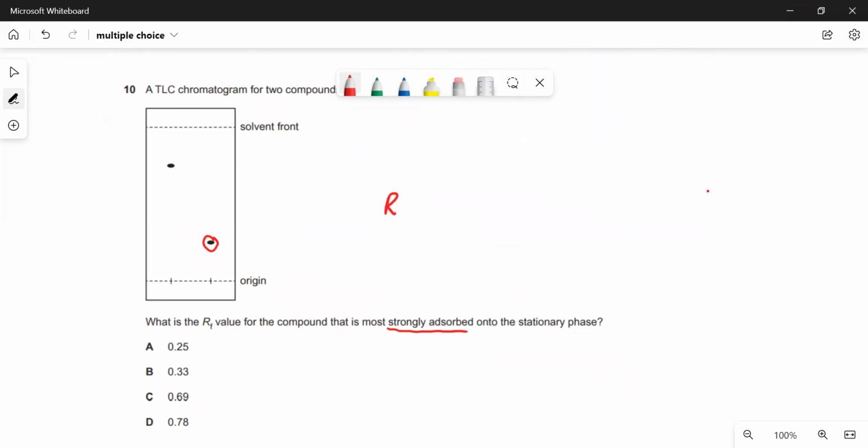Okay, what's RF? It is the distance of the spot over the solvent front. And I think if you measure that one up there, it is closer to 0.25 rather than 0.33. These two are obviously way too high. If you put your ruler on it, A is the answer there using that formula. A is our answer to number 10.